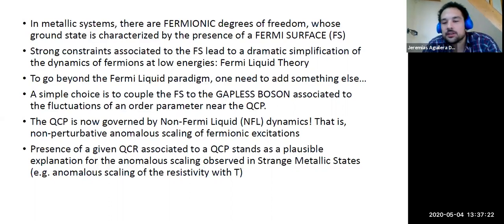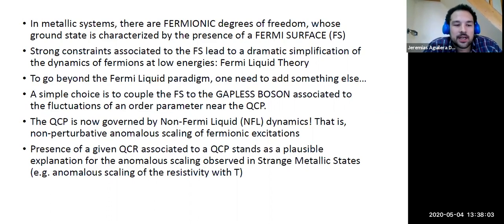And now if we consider interactions between this order parameter and the Fermi surface, one would expect that in some situations, these interactions have strong effects at arbitrarily low energies, thus breaking the Fermi liquid paradigm. And if this is the case, we say that the quantum critical point displays non-Fermi liquid scaling or behavior. So this is generically materialized by anomalous scaling of fermionic excitations. And throughout all this talk, when I say anomalous, I mean not accounted for by the usual Fermi liquid theory.